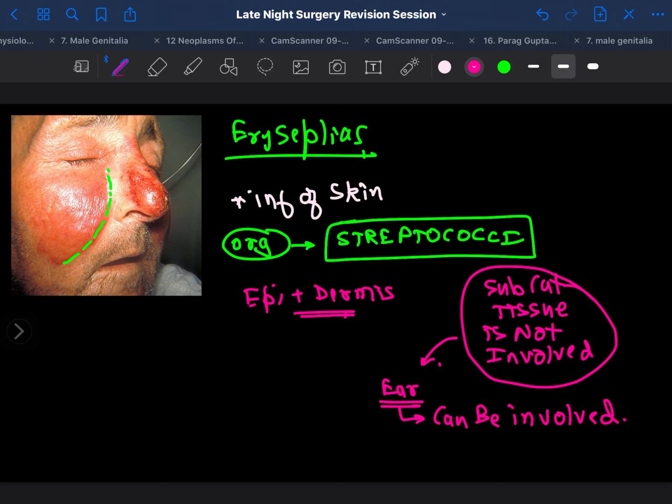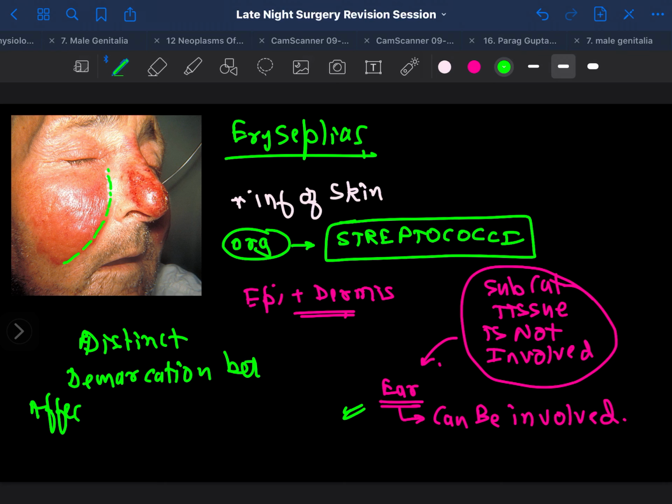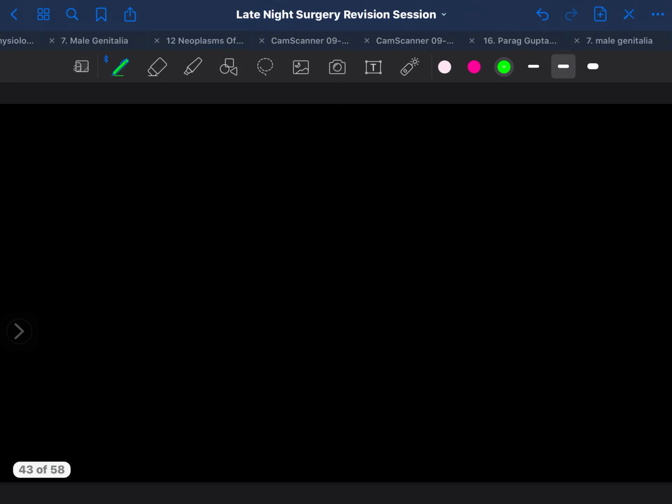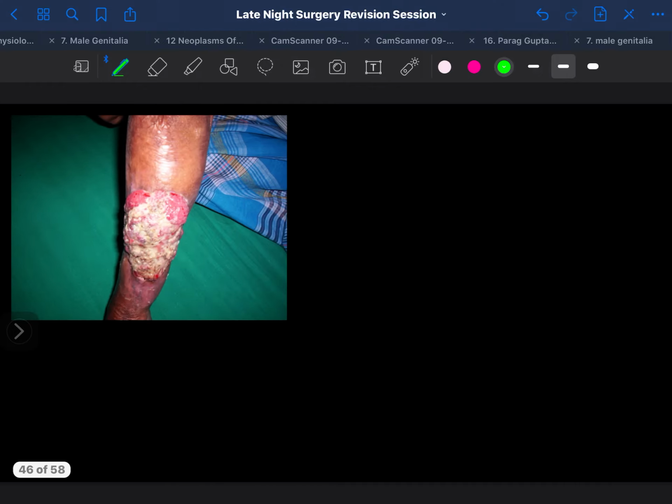It can be involved. That's fine. Now, another important thing which you want to write: ears are involved, that is fine. And the distinct demarcation between your affected skin and normal skin is present, guys. So we do have a distinct demarcation between the affected skin and the normal skin. You understand my point? This is what you need to understand regarding erysipelas.